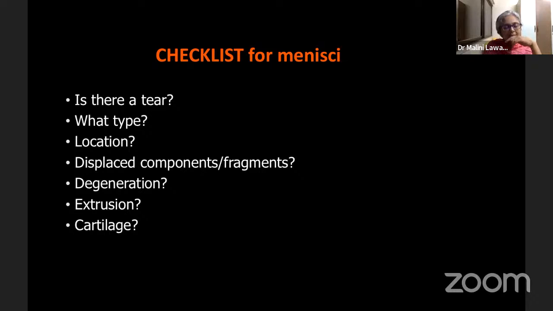the menisci. We will go through few cases, but at this point itself, before I show the cases, if there are any questions, I would be happy to answer, and then we can go ahead and just go through few cases. Yeah, I can see questions here, so I can answer.